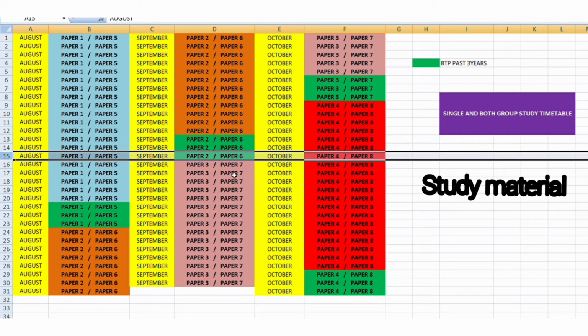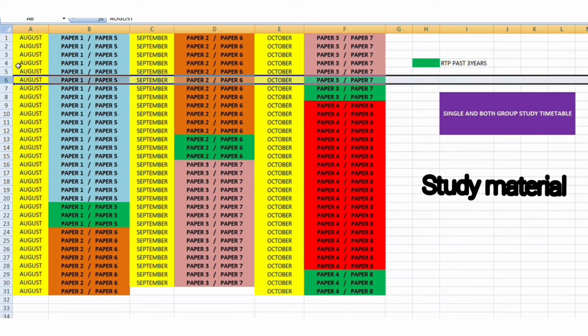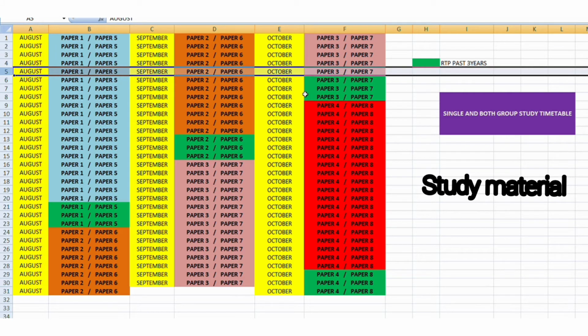Likewise, from September 16 to October 5, a 20 day slot, is for paper 3 and paper 7, and then 3 days for your RTP and revision.